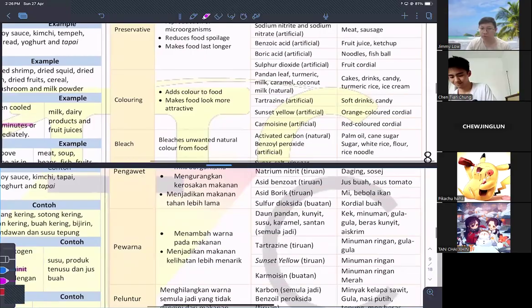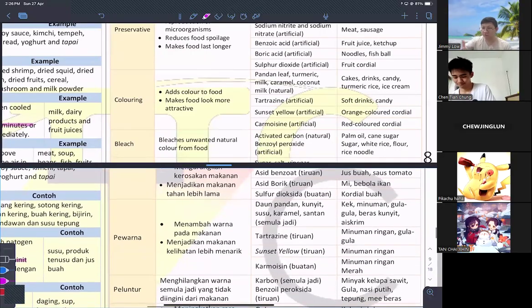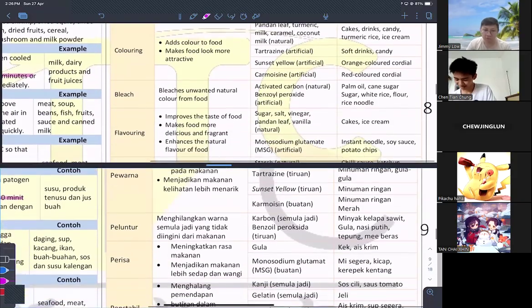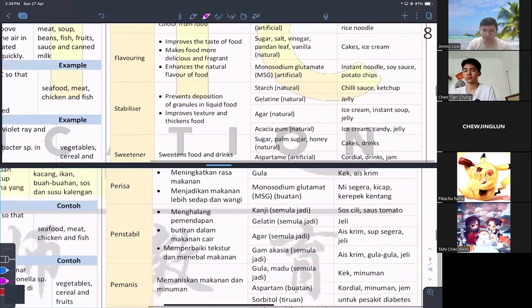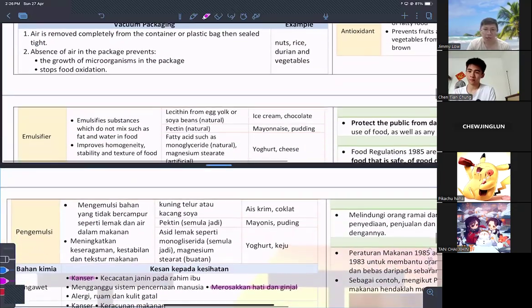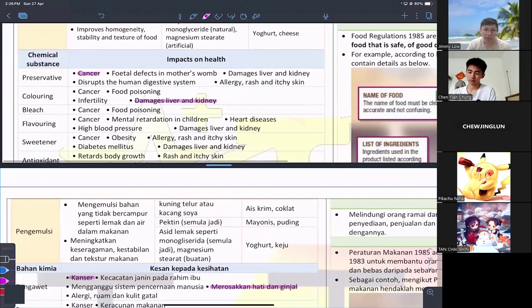So we don't put colorings on fish, correct or not? You cook the fish, you want the fish to become blue color. Impossible. Bring your common sense into this thing. So it is just simple stuff. Okay, the next one is here.